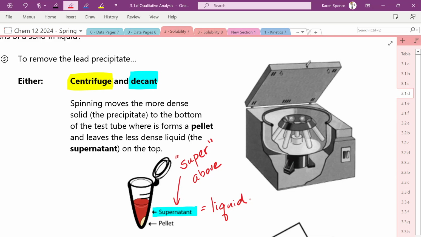Okay, and what has happened is that some of it has stayed on the side, but most of it has gone to this other side. And I'm going to use that other test tube that I had to do the decanting part. So I have the supernatant, which is the liquid part, and then I have the solid part stuck to the wall, which is called the pellet. The pellet is the solid, supernatant is the liquid. And now I'm going to decant, which simply means to pour the liquid off and leave the solid behind.